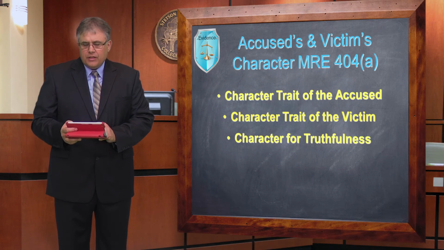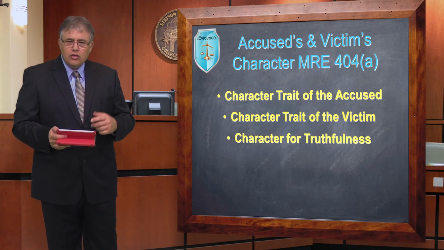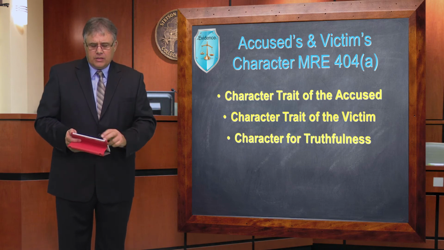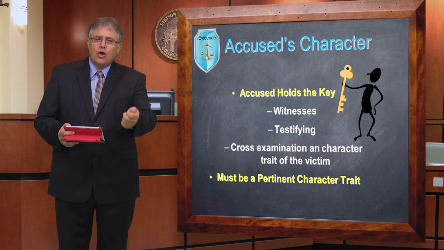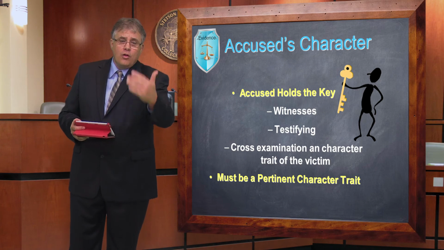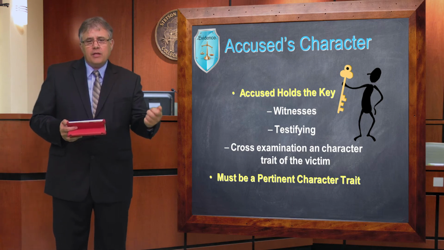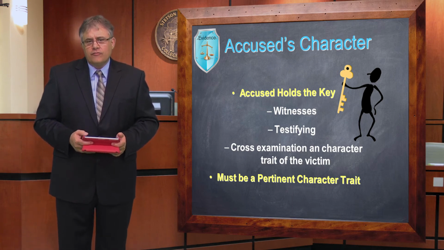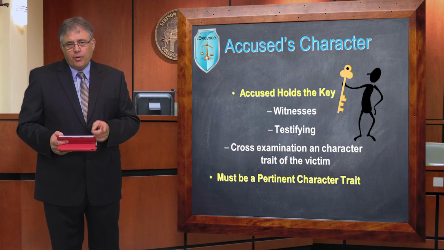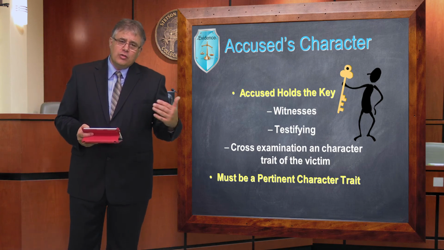Let's talk about the accused and victim's character trait under 404A to recap. It has to be a character trait of the accused or the victim, or a character trait for truthfulness. Those are the three types of character that I can potentially be admitting. The accused holds the key to the door of character at trial. And the accused can open that door by presenting witnesses, by having the accused testifying themselves, or by cross-examining another witness about the character of the accused or victim. And that power always resides with the accused in a criminal case. It has to be a pertinent character trait. And pertinent means relevant to the issue and controversy at trial.